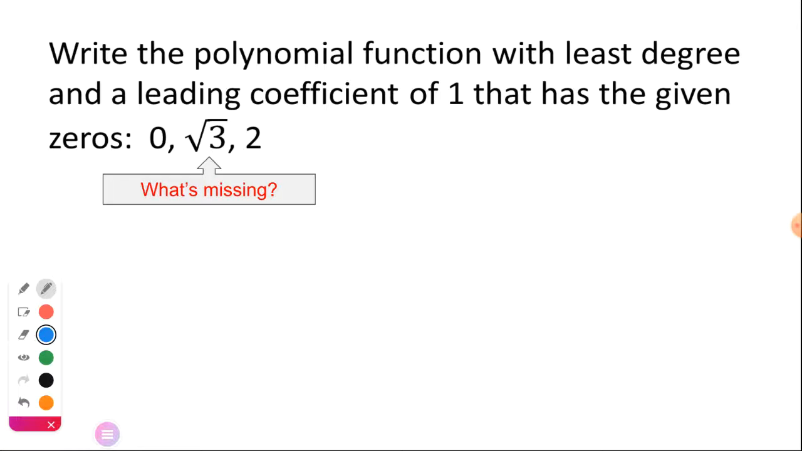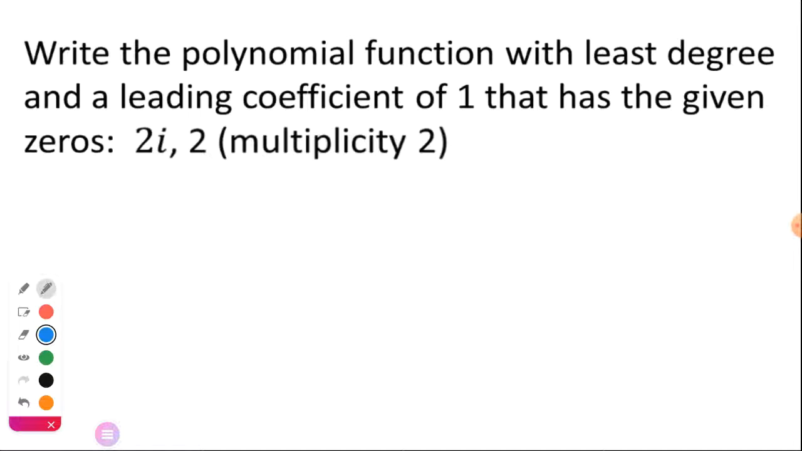Okay. One more example for us today. We have 2i, 2, and a multiplicity of 2. That means that whatever had that multiplicity has 2 of those answers. So we really have a positive 2i that comes with a pair of negative 2i. We have a positive 2 that has a multiplicity of 2, so there's another 2. Okay, it has two 2's.